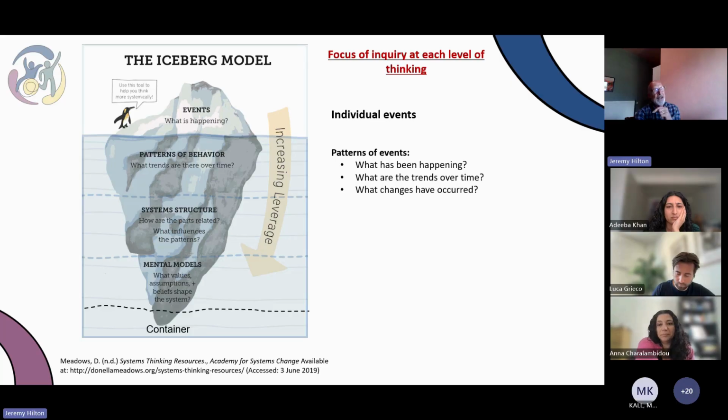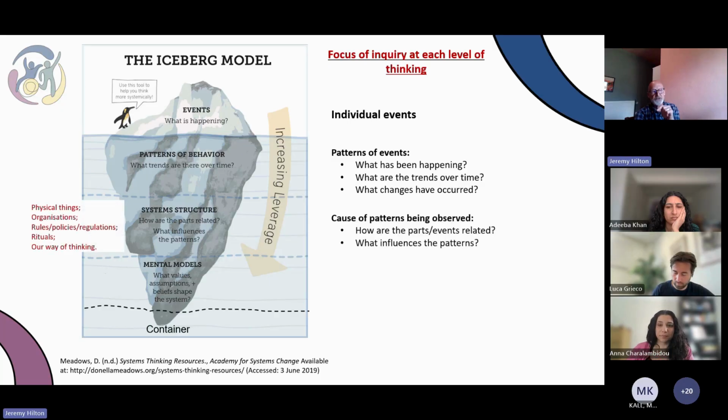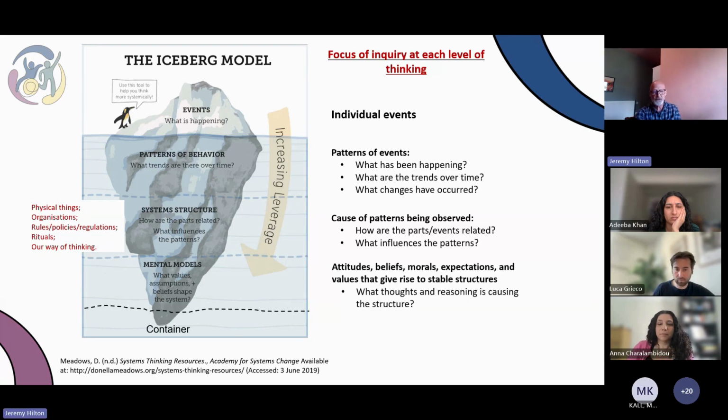But it's quite helpful to start thinking about a pattern of events over time, the change over time, which Nikki and Mehdi are bringing early on, but actually more later, and looking at the causality, perhaps, of what's been happening, trends, what changes, and looking at the cause of those might be the structures that are in place. They could be physical things. They could be organizations, rules, policies, regulations, culture, rituals, but also our ways of thinking, our structures too. And that'll influence patterns. Underneath that is the mental models.